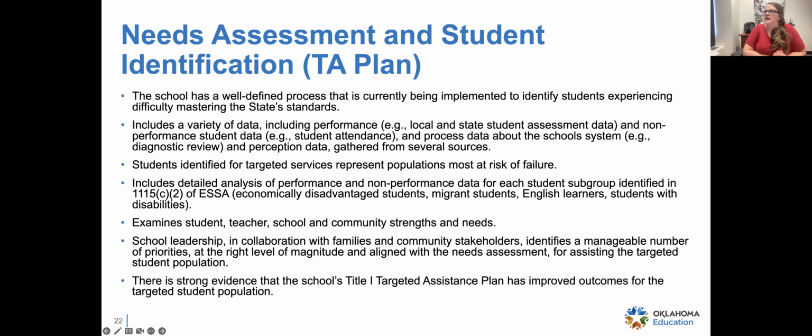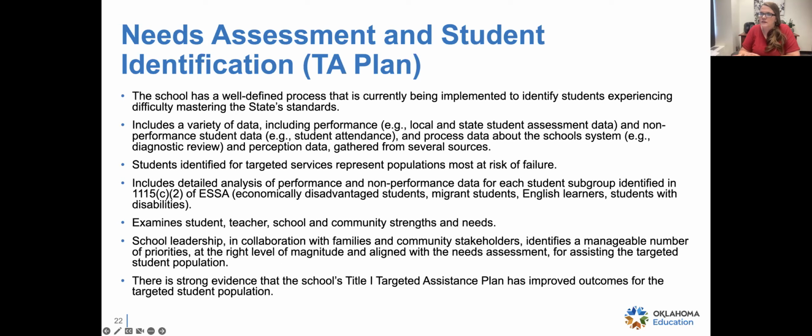So in addition to the needs assessment identifying the needs of your school, part of a targeted assistance plan is that you have a process to identify those students that you are going to target at your school for those Title I expenditures. So again, you are going to want to have a well-defined process that's currently being implemented to identify those students experiencing difficulty mastering those standards. Your school has discretion in identifying which population at your school meets that criteria, but you just need to have a good process.